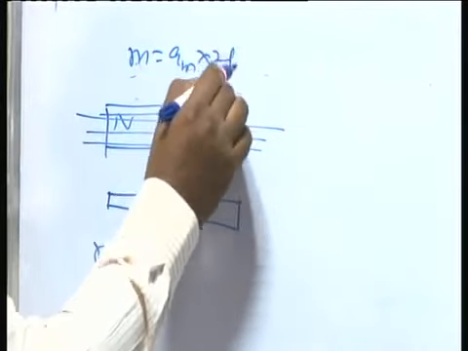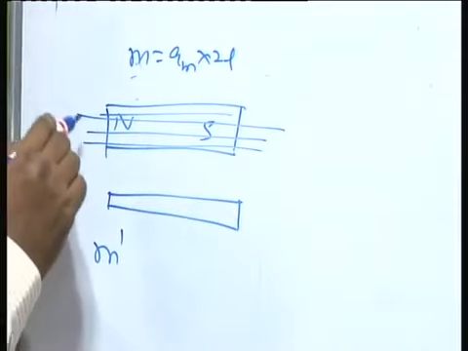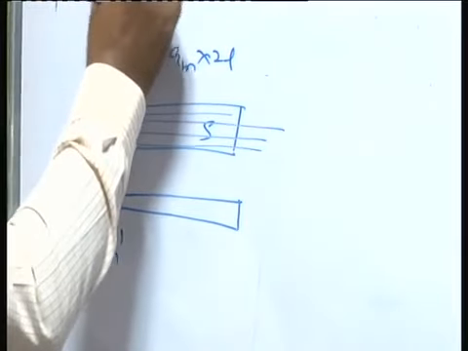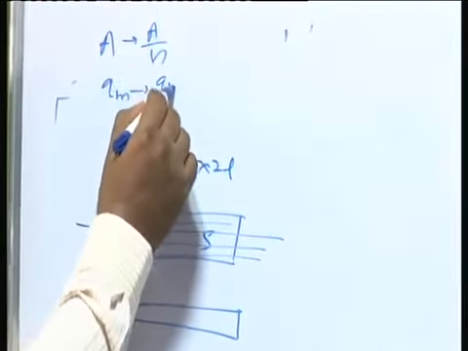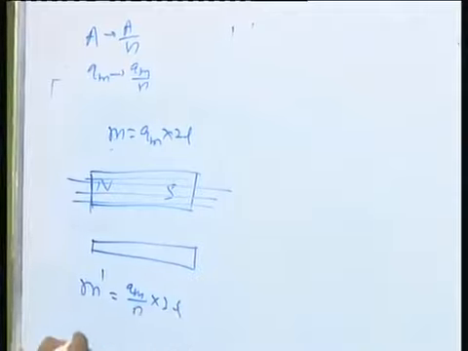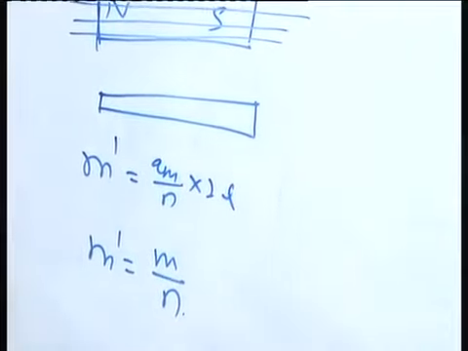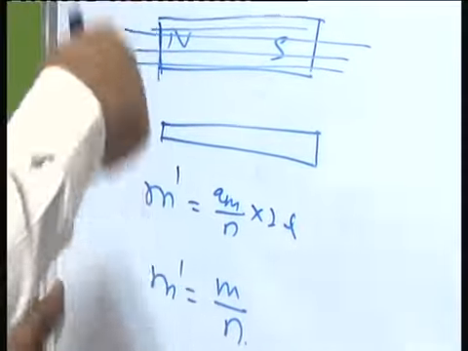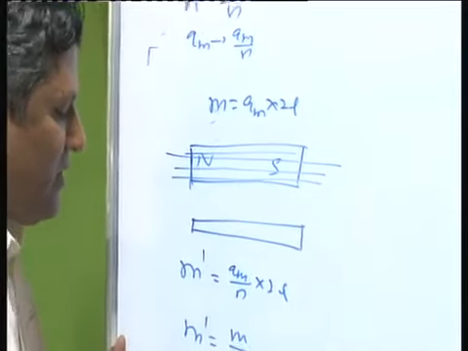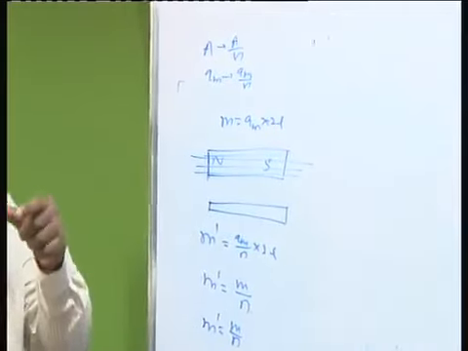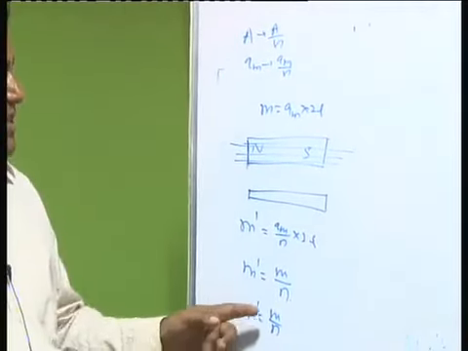So when it is cut along its length, the magnetic length remains the same, but pole strength decreases, because pole strength mainly depends upon area. If the area becomes A by n, then pole strength becomes qm by n. So m dash equals qm by n into 2L. Hence m dash equals m divided by n. Even if you cut this bar magnet perpendicular to its length into n equal parts, again m dash equals m by n. In that case, pole strength remains the same, but magnetic length becomes 2L by n. Therefore m dash equals m by n.